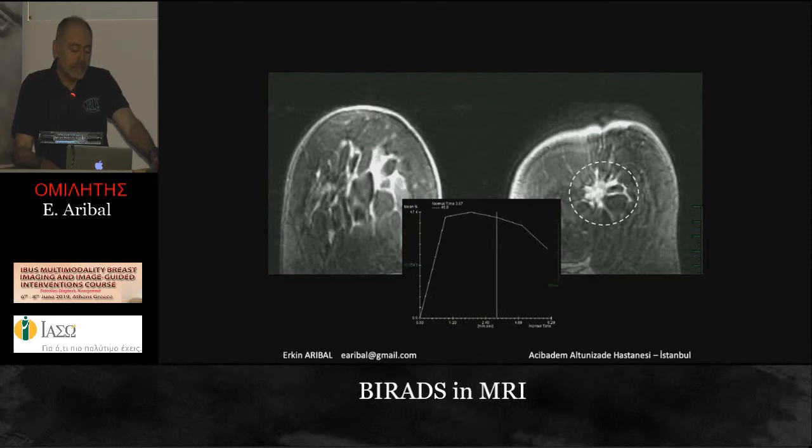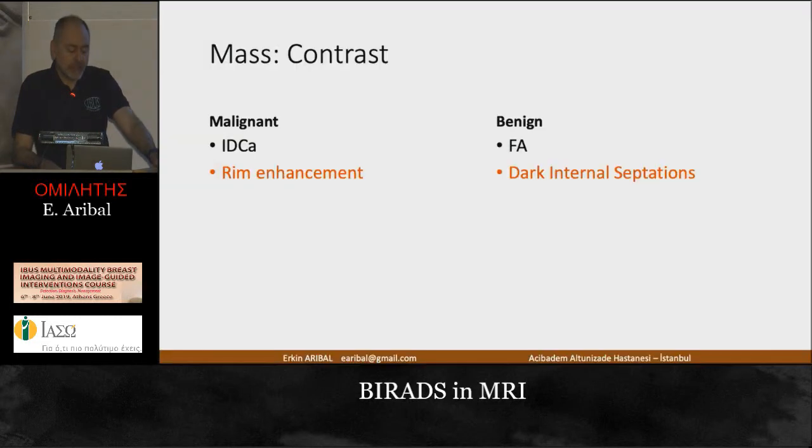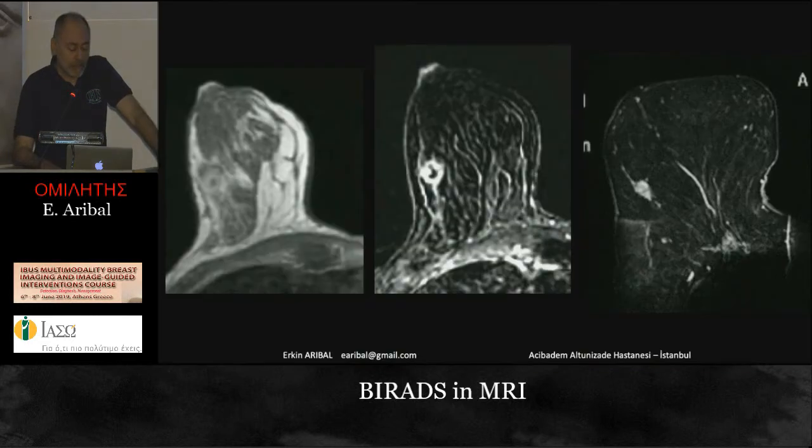And when you draw the graphic, it's a washout pattern with initial fast increase. So for the contrast, if it is a rim enhancement, with fast increase and washout or plateau, it's mostly malignant. If it has dark internal septations, it may be a fibroadenoma. So these are three different cases with a rim pattern and dark septations that I showed you earlier.